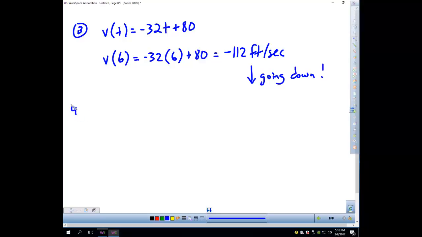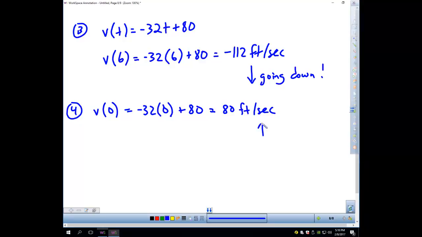Alright, question number 4. What is the initial velocity? So what was the velocity the moment I let go of the ball? So again, that's just me plugging 0 in, right? 0 seconds, that moment I let go. And that's going to give me 80 feet per second. And now that's a positive number, so that means I threw the ball up into the air. It was going up away from the ground.